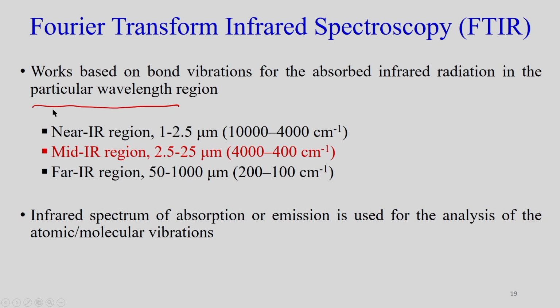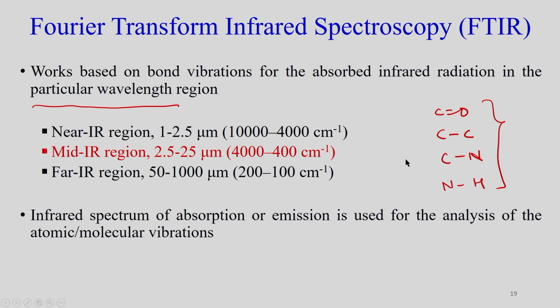It may be C double bond O, C bond C, C bond N or N bond H. Depending on the particular bond, all will absorb the infrared radiation at a particular wavelength, and that particular wavelength will give a particular spectra or peak. From that FTIR spectra we analyze what different functional groups are present in a particular sample.